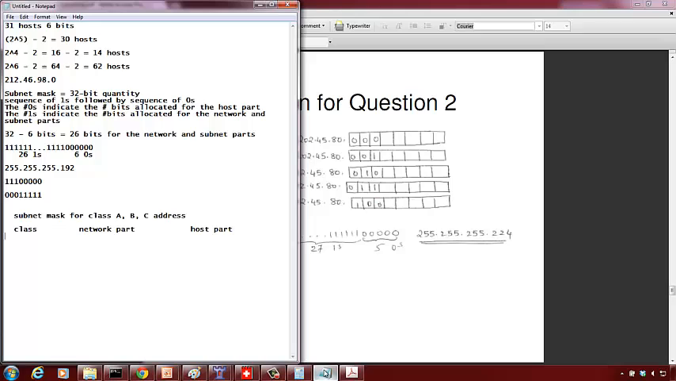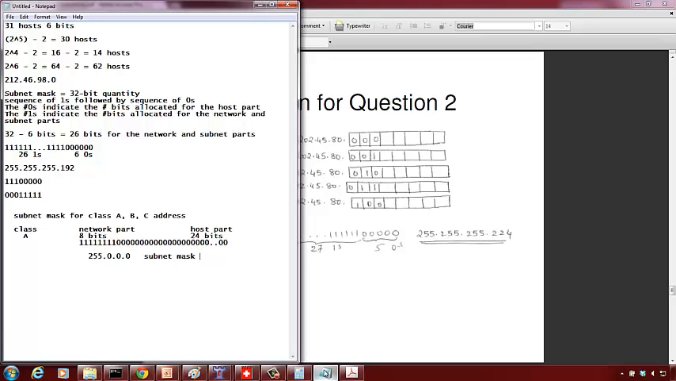For class A we have 8 bits for the network part and 24 bits for the host part. So that will make it to be what? 8 ones, right? Followed by 24 zeros. So 8 ones followed by 24 zeros will give us the subnet mask of this. So if you go with the class based addressing, every class A IP address will have this subnet mask.